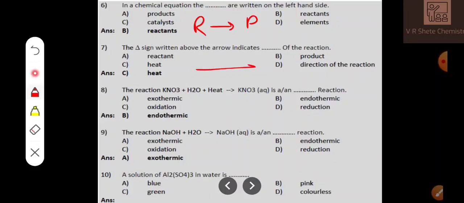Next, when you write a triangle symbol on the arrow, it means heat of the reaction. KNO3 reacts with water plus heat, KNO3 aqueous will be formed. So this is an endothermic reaction. Heat will be absorbed. When heat is absorbed, the type of reaction is endothermic, and it is written on the left hand side. When heat is evolved, then it is an exothermic reaction. When sodium hydroxide is dropped into water, it automatically heats, so it is an exothermic reaction. When KNO3, that is potassium nitrate, is dropped into water, it automatically cools the temperature, so it is an endothermic reaction.